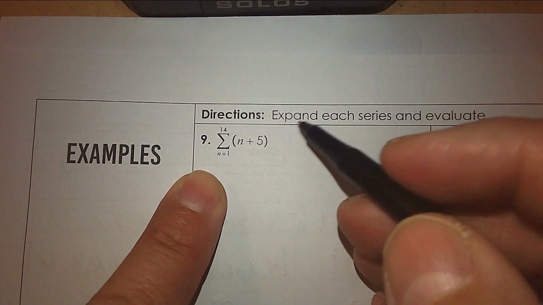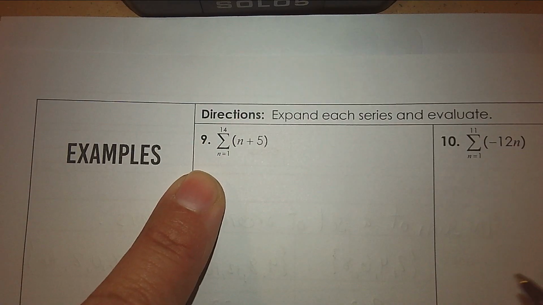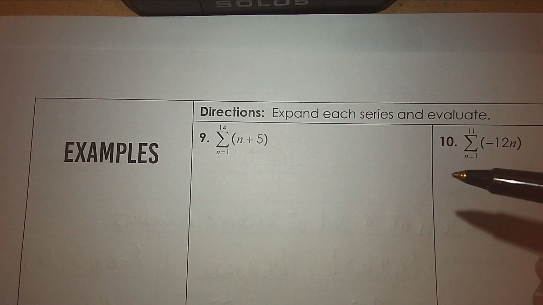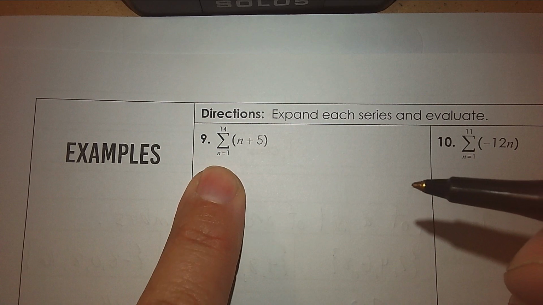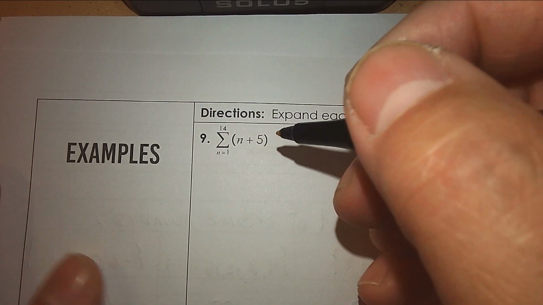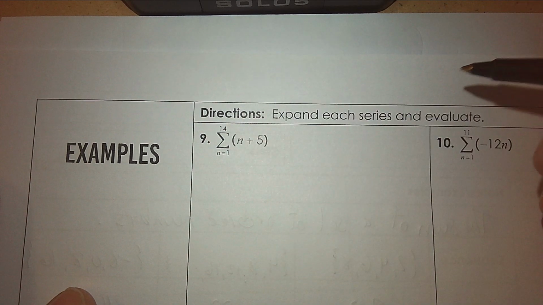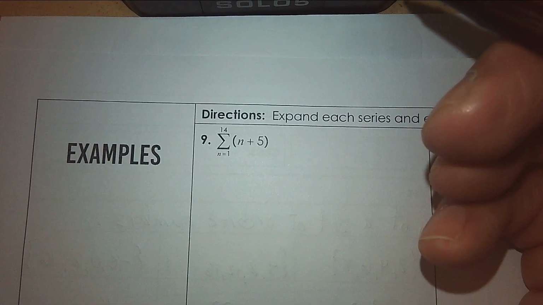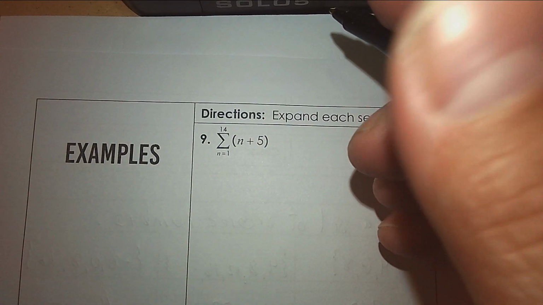Can you expand each series and then add it up with your calculator? So, what's the first number I plug in to find the first term? 1. And almost always it's actually going to be 1. Sometimes they get tricky and put in a different number to start with, but most of the time you're going to see 1 on the bottom.